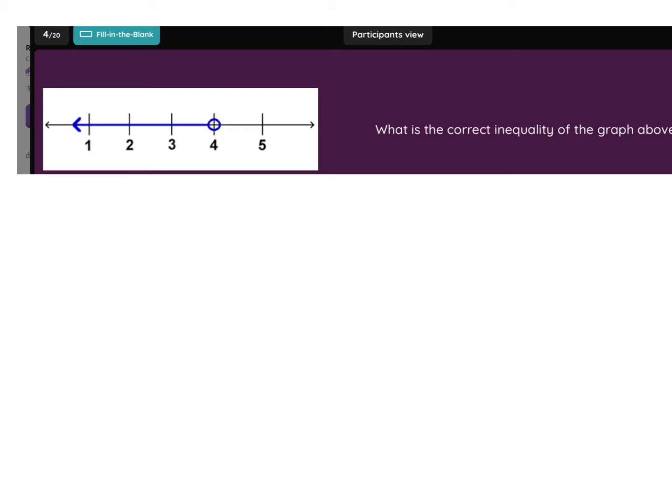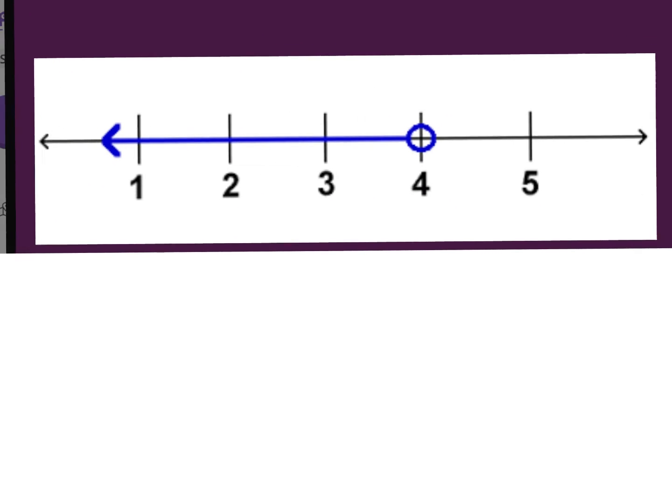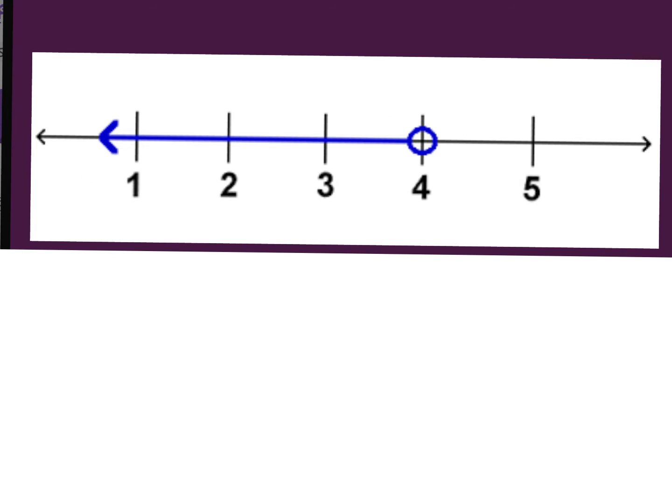Question number 4 says, what is the correct inequality of this graph right here? We know that it's at the value of 4, but it's an open dot. It's not a solid dot. You're not including 4, so it's not going to have an "or equal to", because it's not filled in.